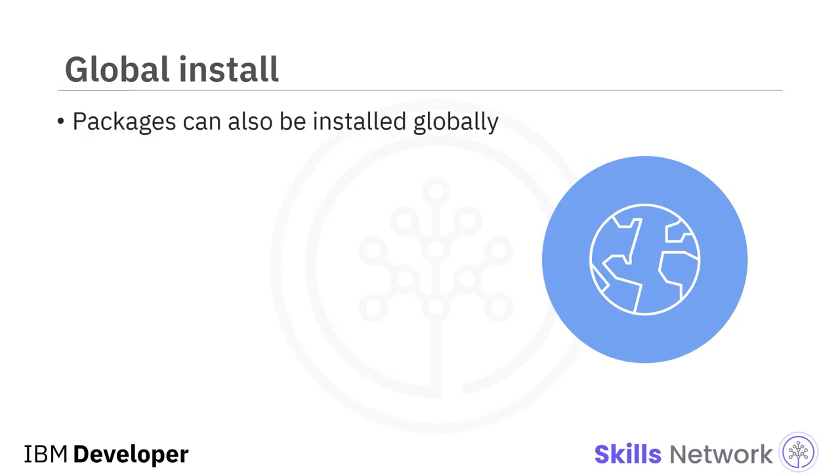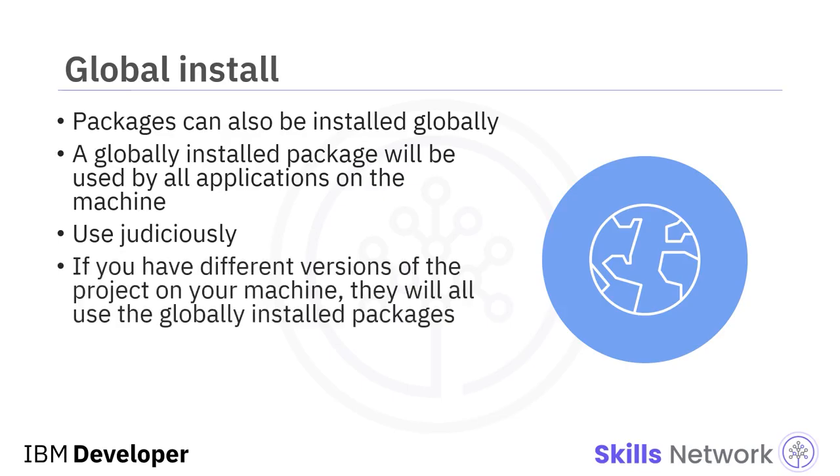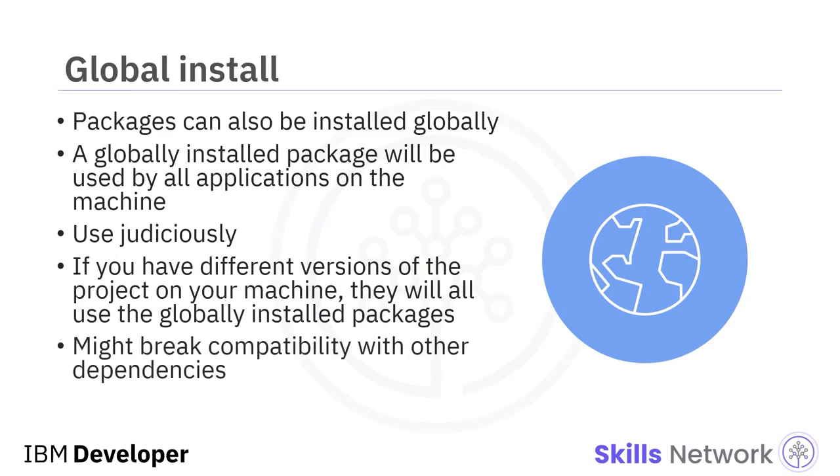Packages can also be installed globally. A global install means that all packages on the machine in which the package is installed can use that code. Global installs should be used judiciously because all projects on that computer will make use of that package and its dependencies. If you have different versions of a project on your machine, they will all use the globally installed package, which might break compatibility with other dependencies.